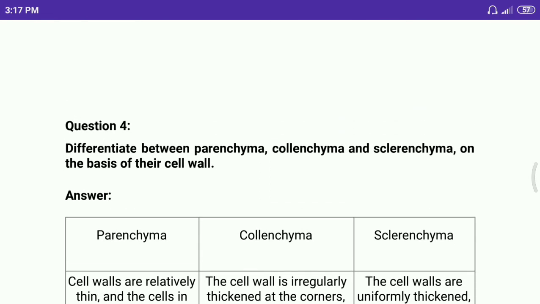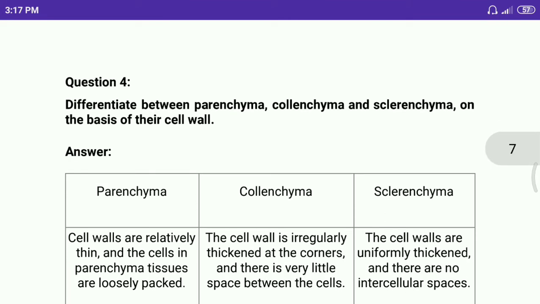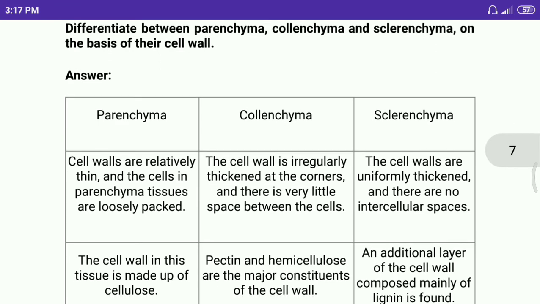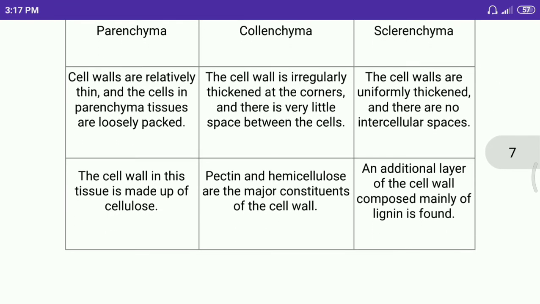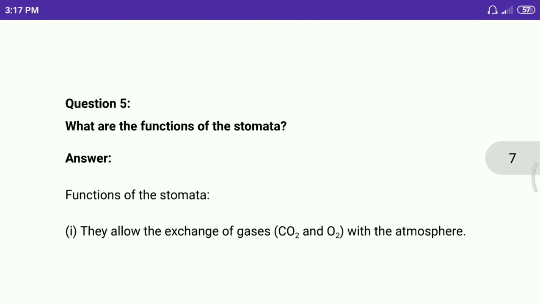Question 4. Differentiate between parenchyma, chlorenchyma, and sclerenchyma on the basis of their cell walls. Answer. Here are some differences. You can take a screenshot. So we go further. Fifth question.